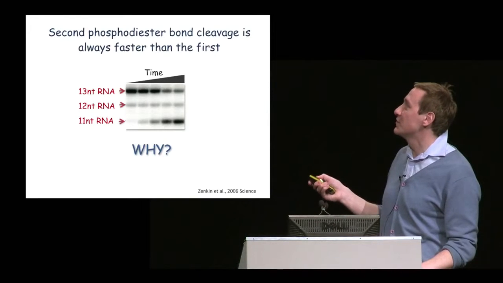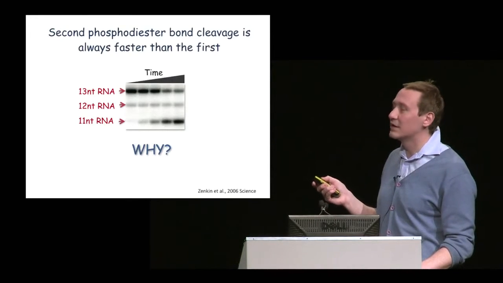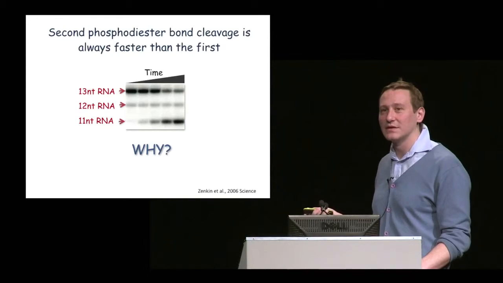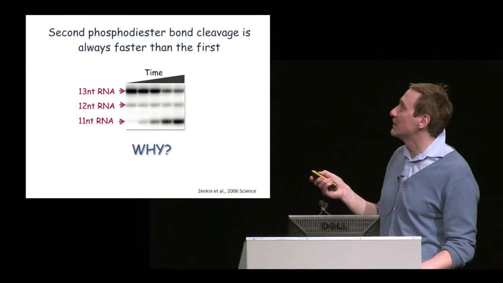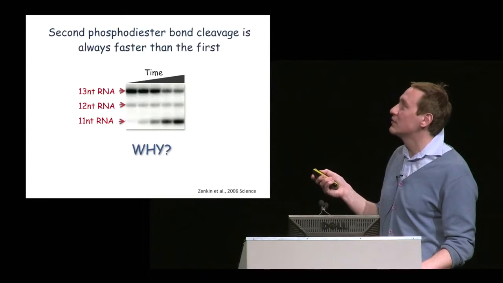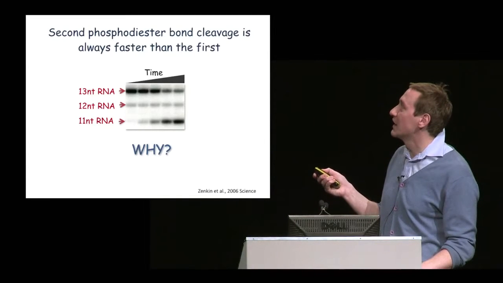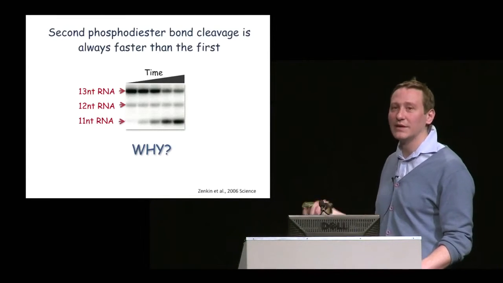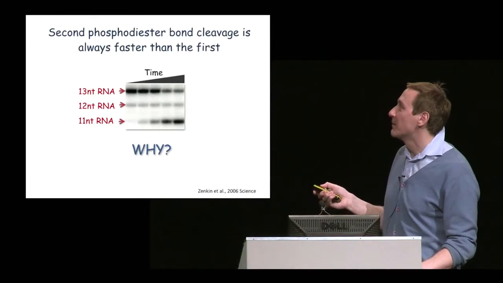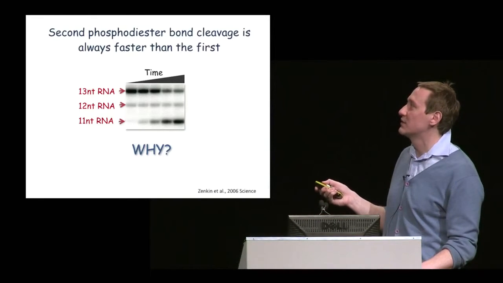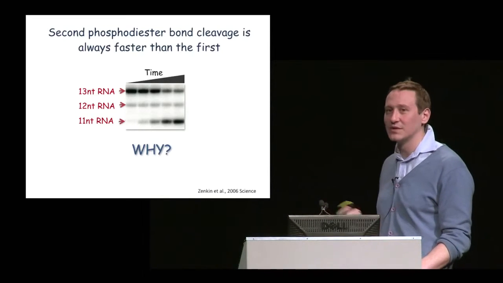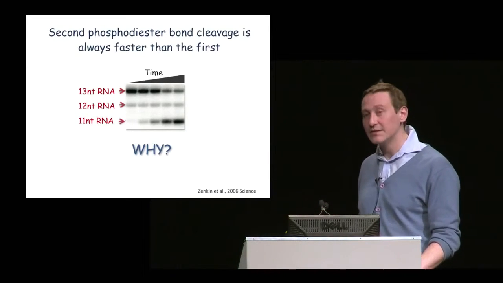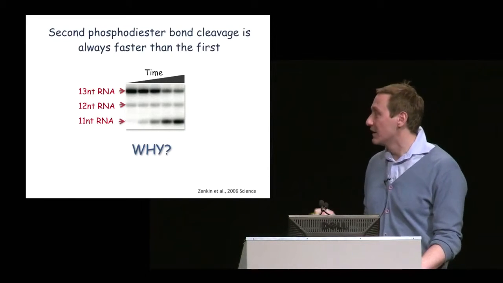This is the denaturing polyacrylamide gel, where the products of the hydrolysis reaction are resolved, and this is the 13 nucleotide long RNA, which in time is cleaved by the RNA polymerase active center. But instead of cleaving one nucleotide, it for some reason cleaves two. So the second phosphodiester bond for some reason is cleaved much faster than the first one. The question is why?